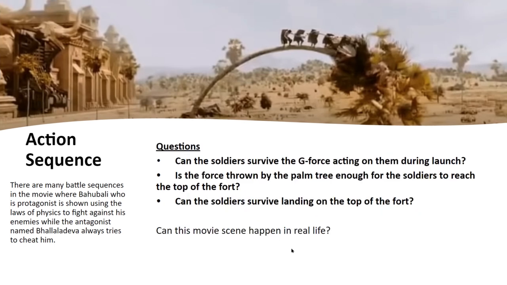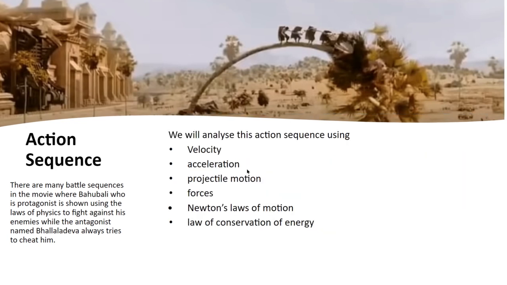So the questions we'll try to answer are: can the soldiers survive the G-force acting on them during launch? Is the force thrown by the palm tree enough for the soldiers to reach the top of the fort? Can the soldiers survive the landing on the top of the fort? And finally, can this movie scene even happen in real life? We'll use these values: velocity, acceleration, projectile motion, forces, Newton's laws of motion, and the law of conservation of energy to find answers to these questions.